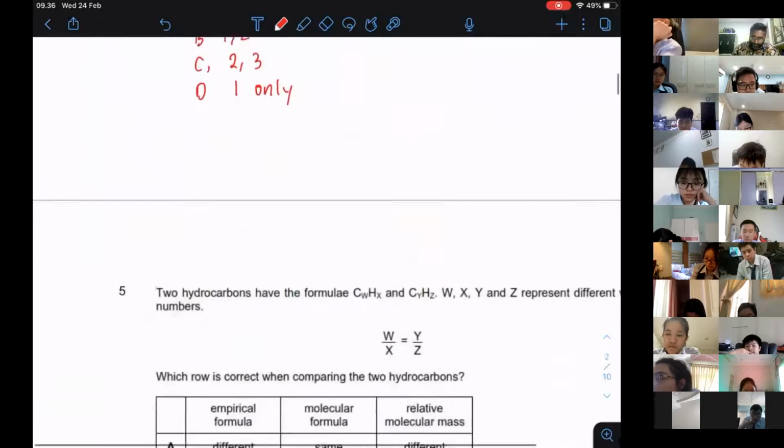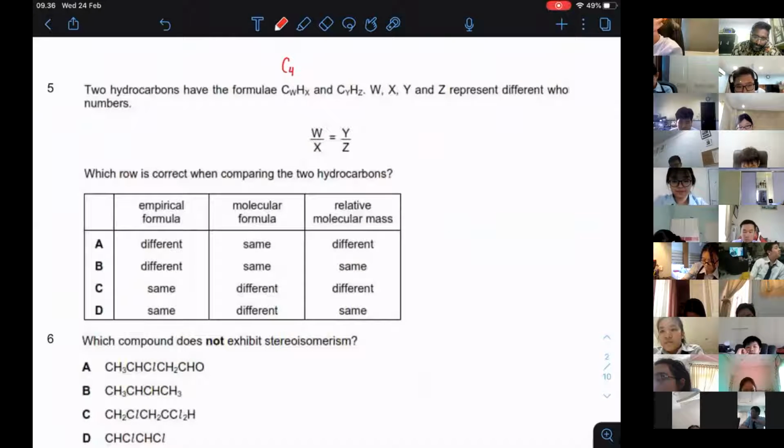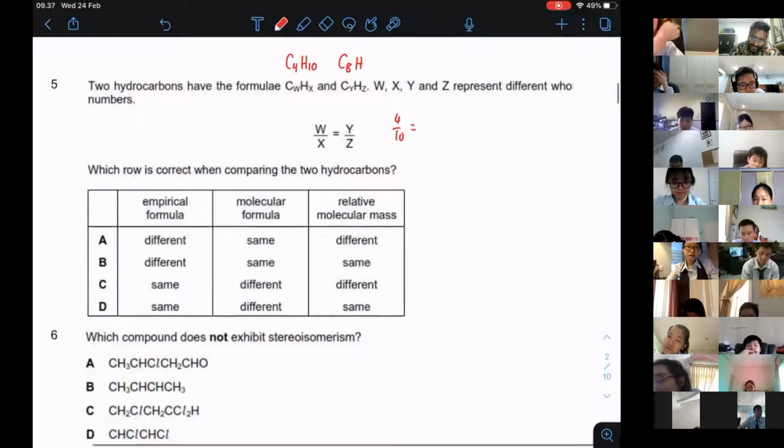Now, next. Two hydrocarbons have the formula like this. They say if I put them in the form of a ratio, I will get this. To make it easier, I'll just put C4H10, and then maybe C8H20. They say 4 divided by 10 equals Y divided by Z. So maybe 2 divided by 5, 8 divided by 20.